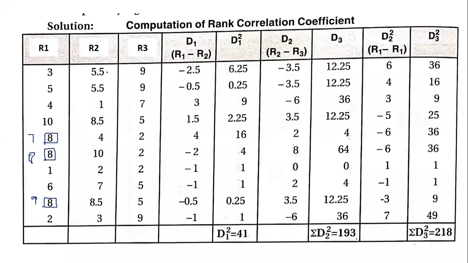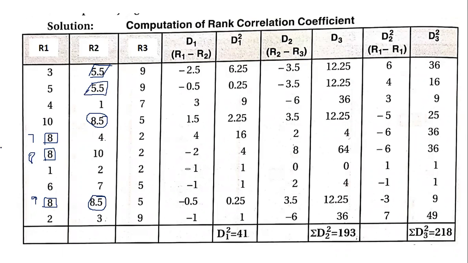Next, R2. For R2, again do the same exercise. Start with 1, 2, 3, 4. 5 and 6 are not available, but 5.5 is given here, so 5.5 is repeated, which means 4 is done, and 5 and 6 are covered here. Then 7, then we have 8.5 repeated twice, so 8.5 and 8.5. This will be 8 and 9, and then we have 10.